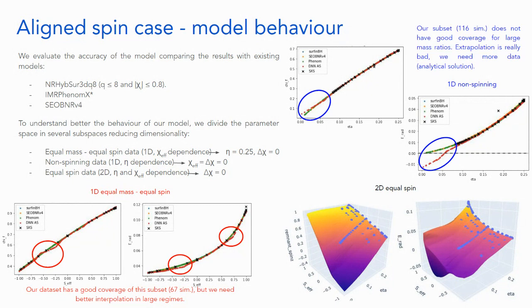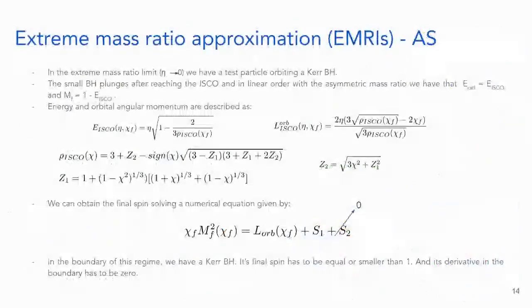So how can we solve this? This is the extreme mass ratio regime, and luckily we have analytical results for it. So we will add analytical knowledge to our dataset in order to solve this problem. And finally, for the equal spin data, which is a two-dimensional set depending on the mass ratio and chi effective, we see exactly the same behavior. For extreme mass ratio, we have negative radiated energy.